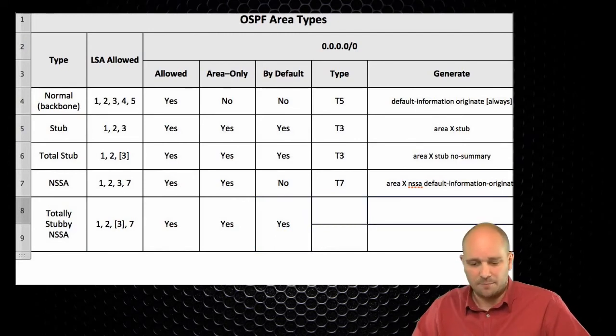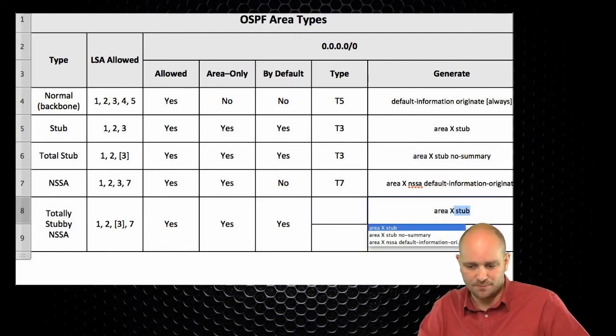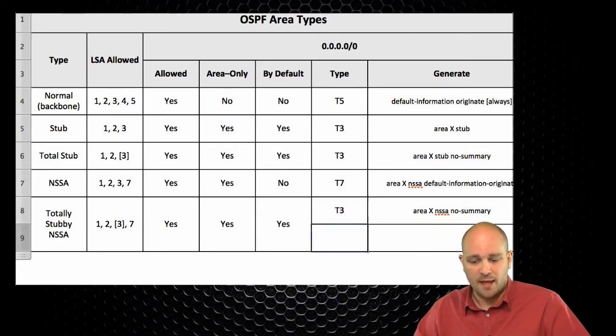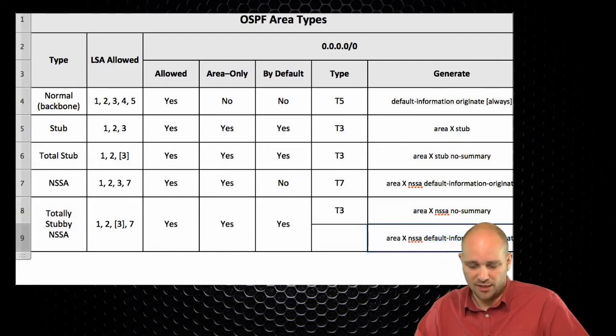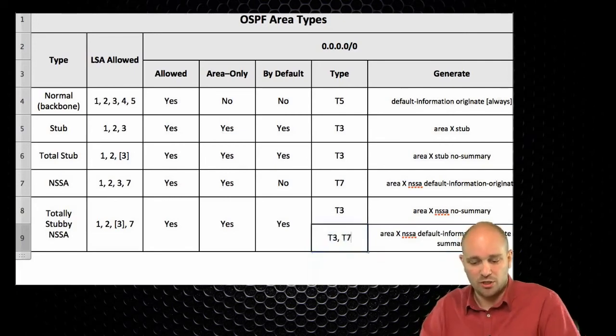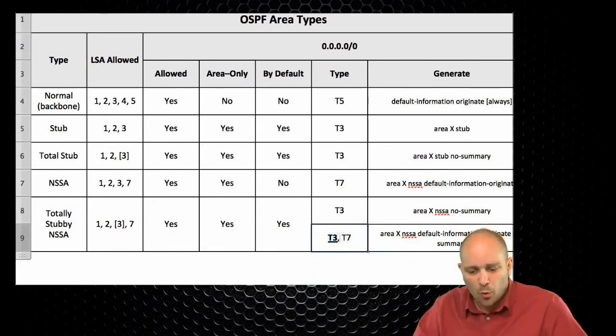And there are two ways of doing it. One is if you do area X NSSA no summary, what you are going to get is a type 3 default. But you can also do something like this. If you do area X NSSA default-information-originate no summary, you're going to get a very weird situation in which you're going to get both type 3 and type 7 generated. Now, obviously, it will be the type 3 that will be used by other routers, because it will win over type 7s, but they are both going to be generated.